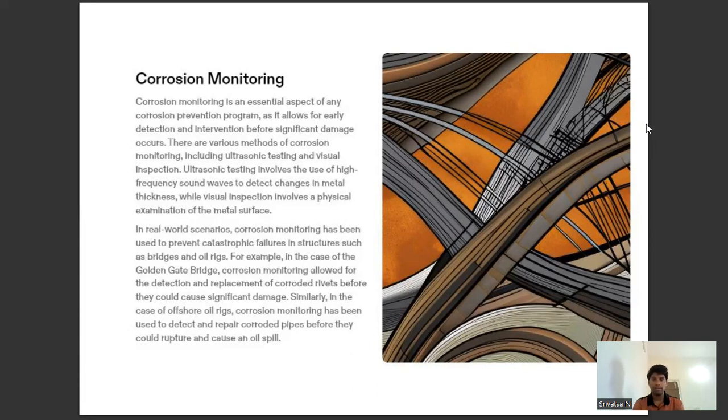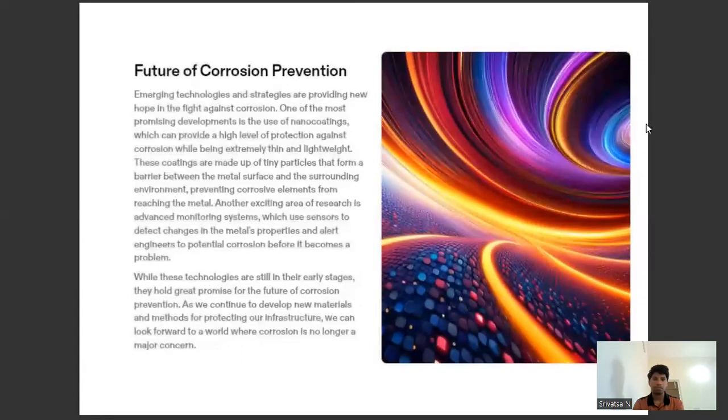In real world scenarios, corrosion monitoring has been used to prevent catastrophic failures in structures such as bridges and oil rigs. For example, in the case of the Golden Gate Bridge, corrosion monitoring allowed for the detection and replacement of corroded rivets before they could cause significant damage. Similarly, in the case of offshore oil rigs, corrosion monitoring has been used to detect and repair corroded pipes before they could rupture and cause an oil spill.